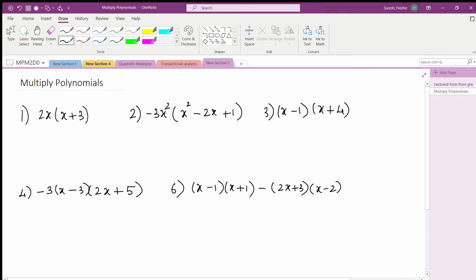In this video, we're going to talk about multiplying polynomials. If you look at the first example here, there is a term 2x outside the bracket. Within the bracket, there are two terms, x plus 3. So the 2x is going to multiply into the first and the second term. This is called the distributive property. And you learned this in your grade 9.